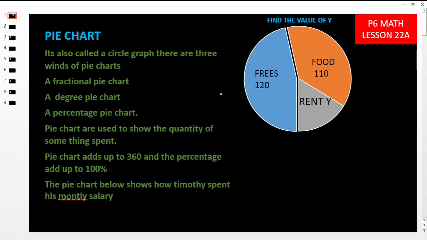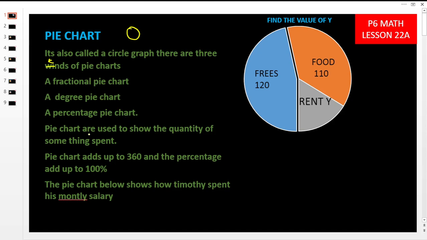Okay, my dear learners, once again this is lesson 22, Math A, and in this lesson we are now looking at pie charts. So we are going to discuss what we call a pie chart. Here we have brief notes about pie charts. They are telling us that it is also called a circle graph, and there are three kinds of pie charts here. We have a fractional pie chart, a degree pie chart, and a percentage pie chart.